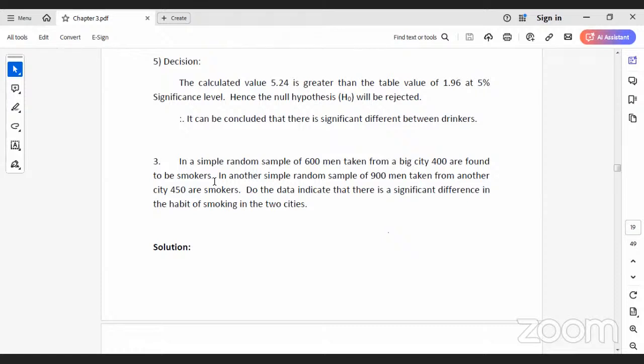In another simple random sample of 900 men taken from another city, 450 are smokers. See, in one city, a total of 600 we pick randomly. A city may have 6,000 members or 6 lakhs, but from that we have chosen 600 members. We found that 400 are smokers. In another sample, 900 men are taken, 450 are smokers.